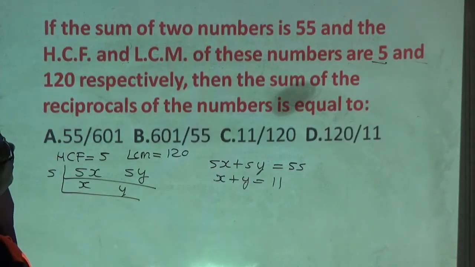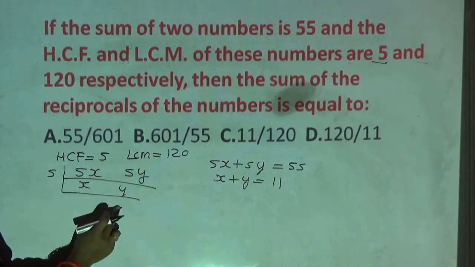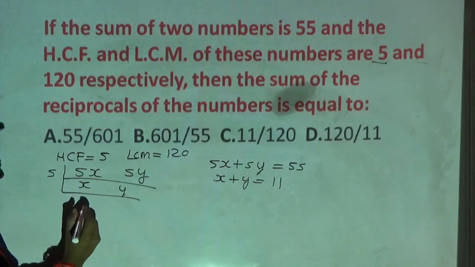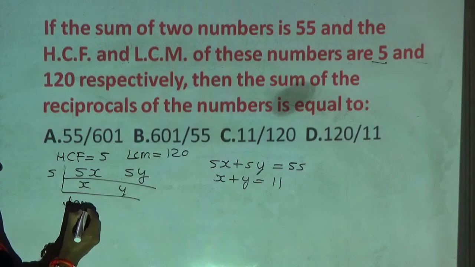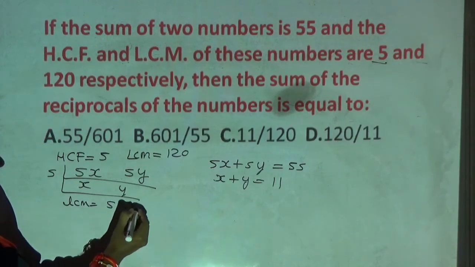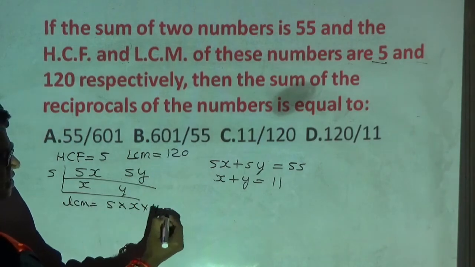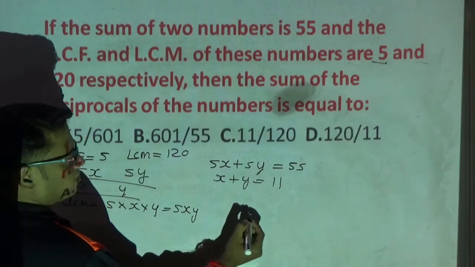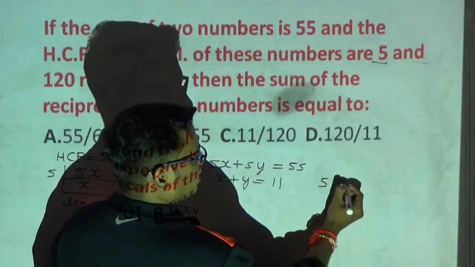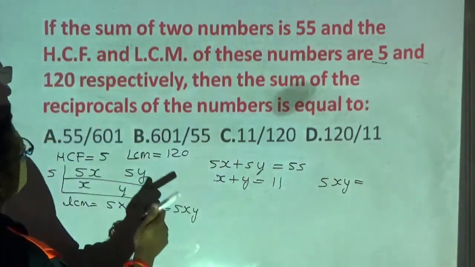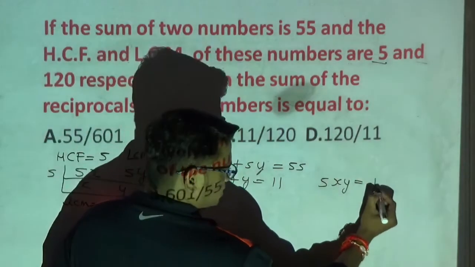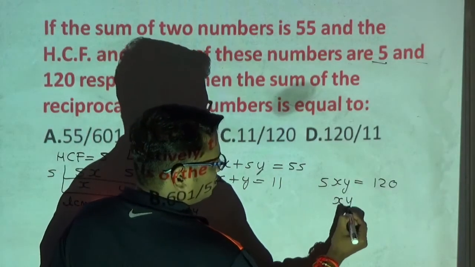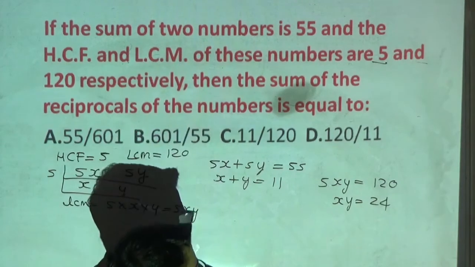Now what is the LCM here? Please see. LCM is 5 into x into y, that is nothing but 5xy. 5xy is your LCM. They have given LCM as 120, right? LCM is 120. Therefore, x into y is 24.